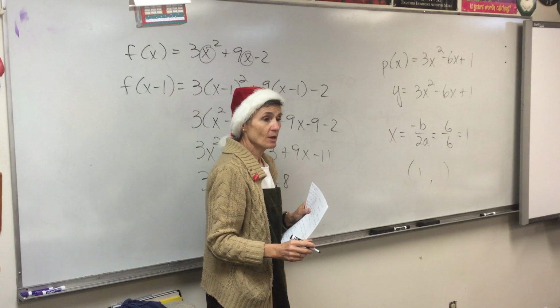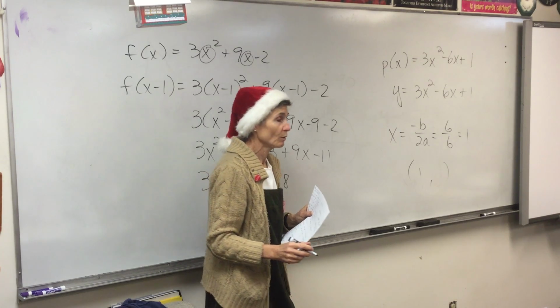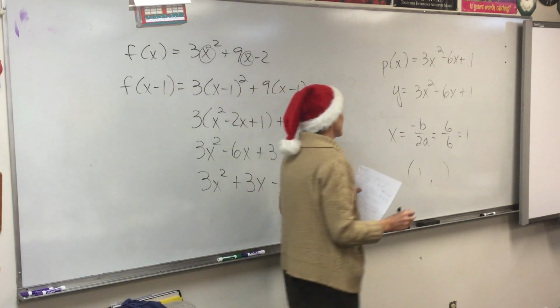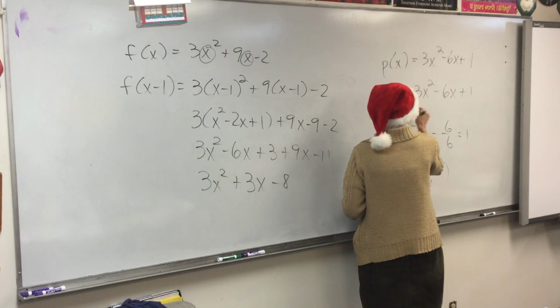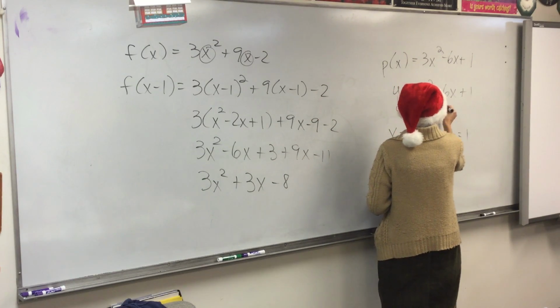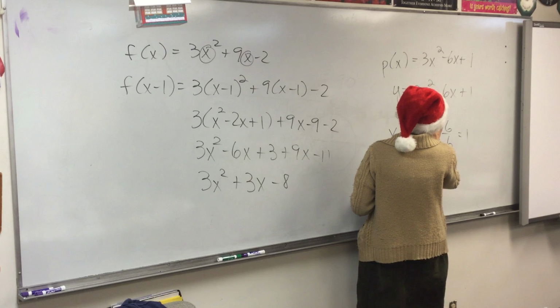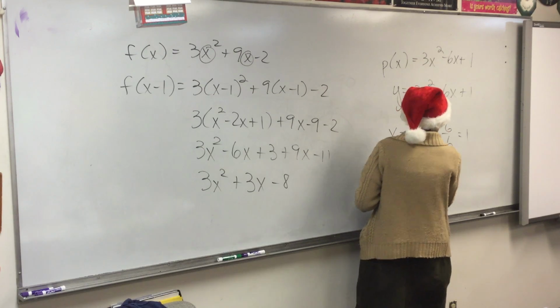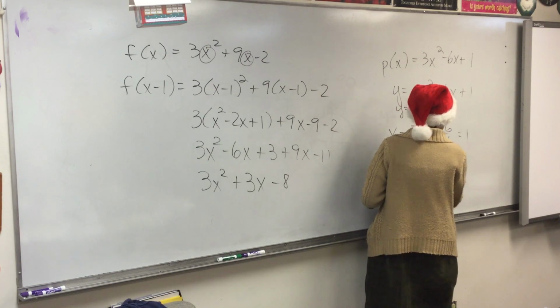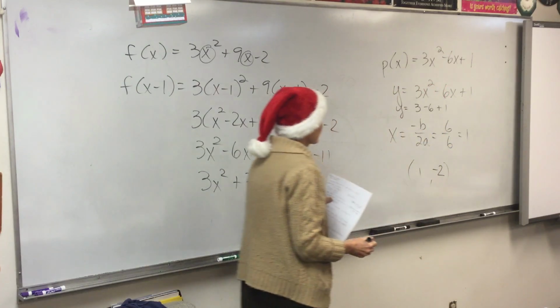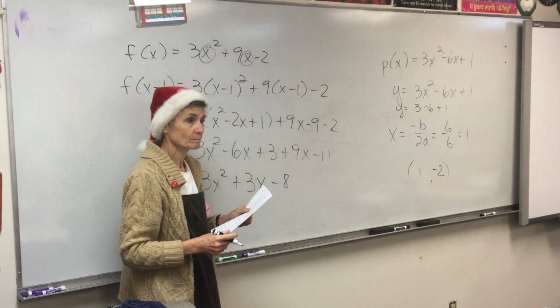Now, you're not done though. You want the whole vertex, so what do we need to do? Plug in 1. So when we plug in 1, we get 3 minus 6 plus 1, which is what? Negative 2, isn't it? So your vertex is at 1, negative 2?